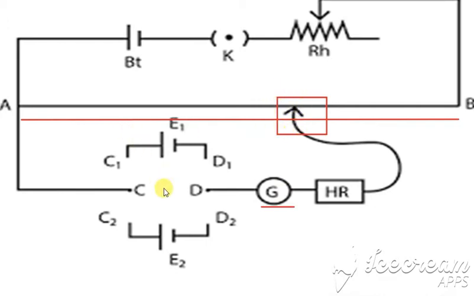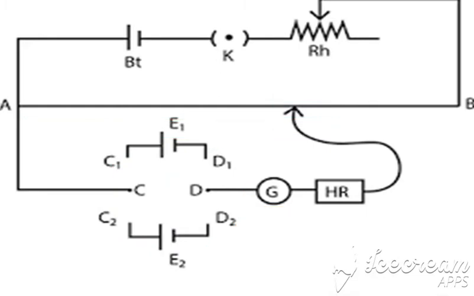Here we are going to consider this DP/DT switch, a double pole double throw switch, where we can connect either the cell E1 or the cell E2. When you push the button to this side, E1 is connected, which gives the balancing length for E1. When you switch to the other side, E2 is connected, which gives the balancing length for E2. This is how you compare EMFs.